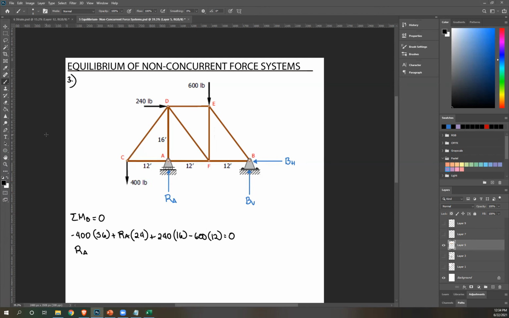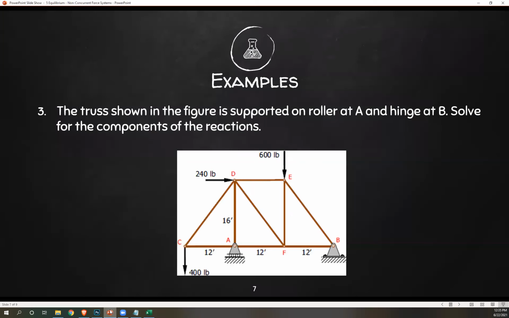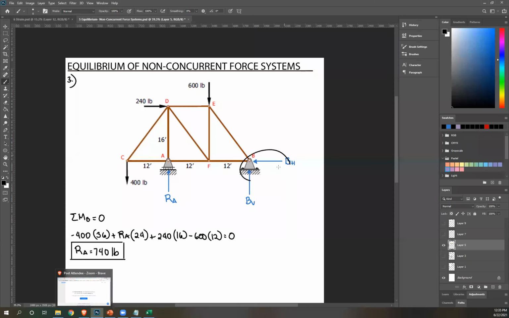Okay. Again, it's positive 740, meaning assumption for direction of reaction is correct. Unit pounds. So 740 pounds. Next. Let's check components of the reaction. So again, we're looking for the vertical and horizontal component reaction.